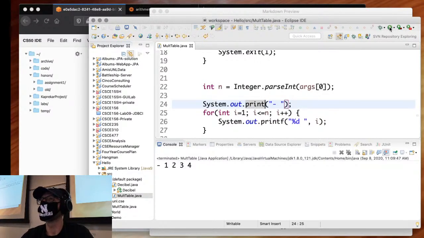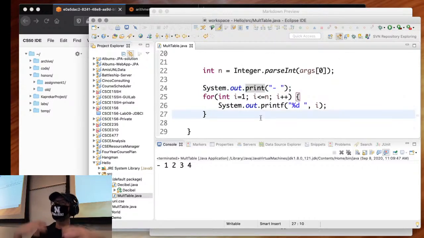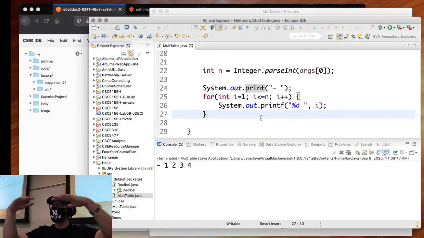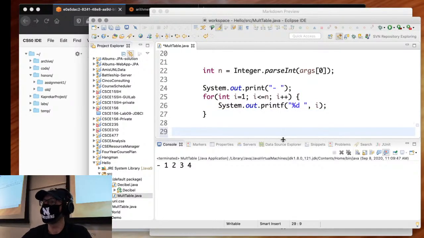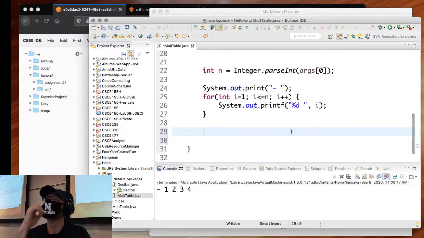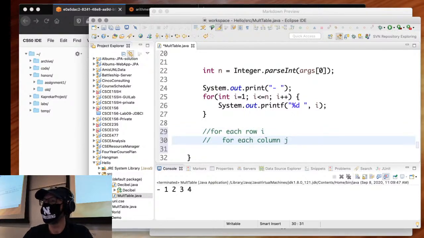There, now it's all in the same line. Okay. Now, for each row, I need to go through each column. So, how many loops does that suggest to you? For each row, you can write it out like this: for each column, and then start giving them names, like for each row I, for each column J, right?